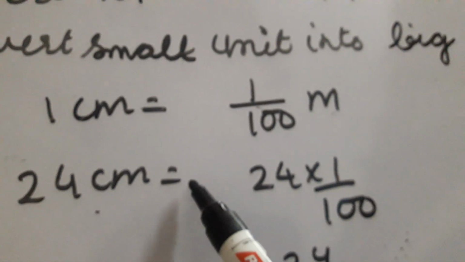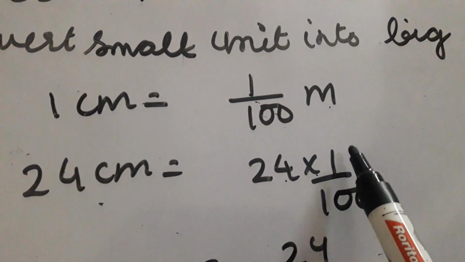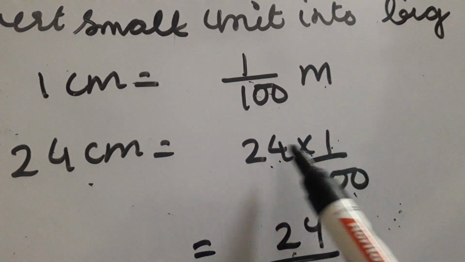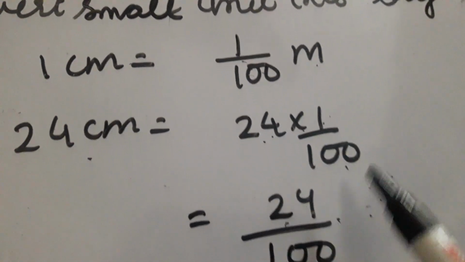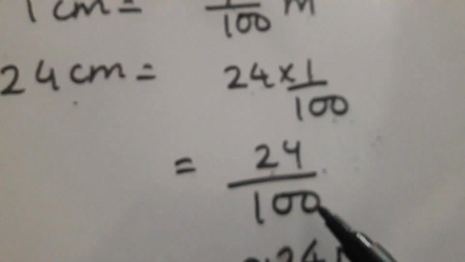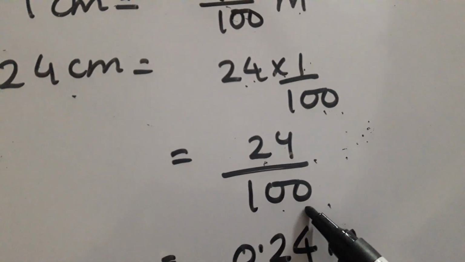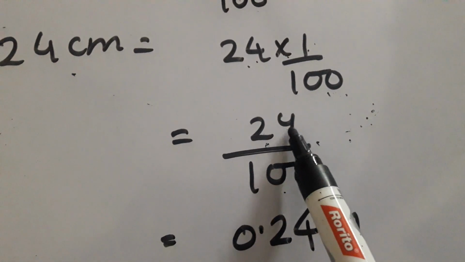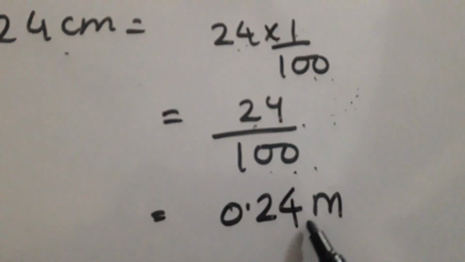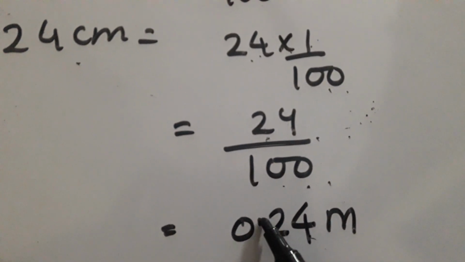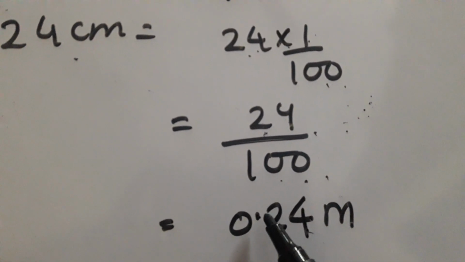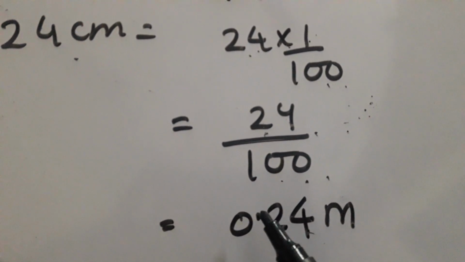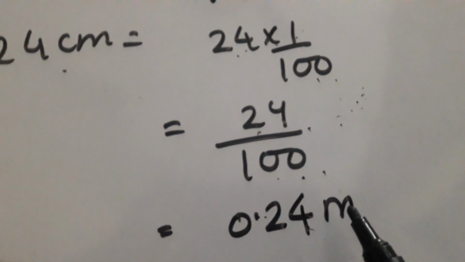24 centimeter is equal to 24 into 1 upon 100. 24 multiply 1, 24 ones are 24 upon 100. So just see, 2 zeros are here. So we have to put decimal after 2 digits. Here 1, 2, 2 digits are already there. We have to put decimal over here. And before the decimal, we have to write 0. 0.24 meter. Understood, children?